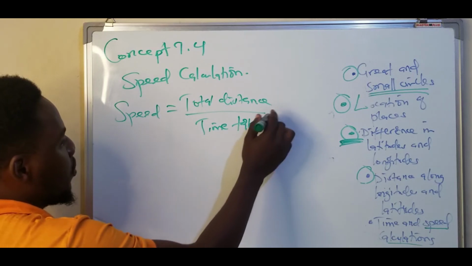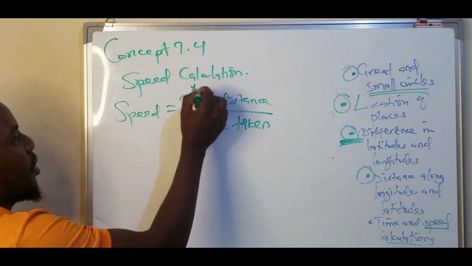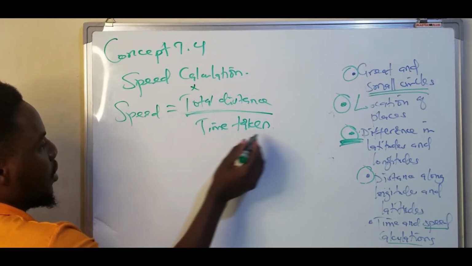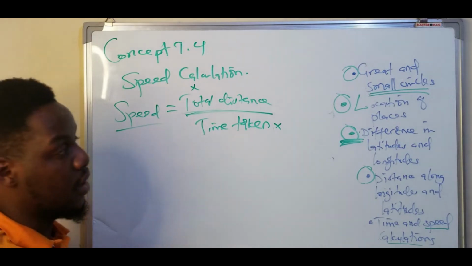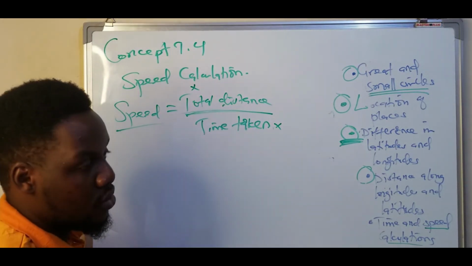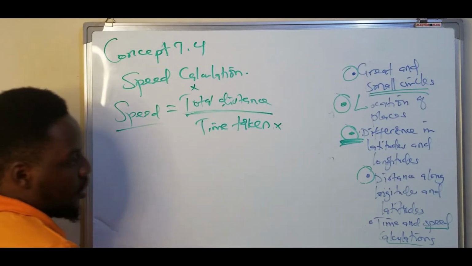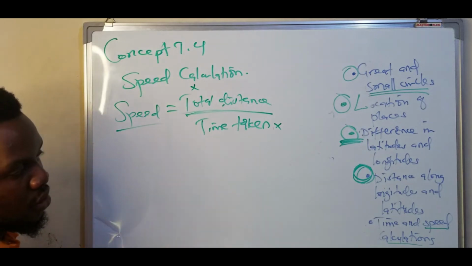So either they give you the total distance to find the time taken, or they give you the time taken to find the speed, which is a rare case. Most of the time you get to calculate the distance on your own. And how do you calculate the distance? We have already mentioned how to calculate the distance in concept 1.2.